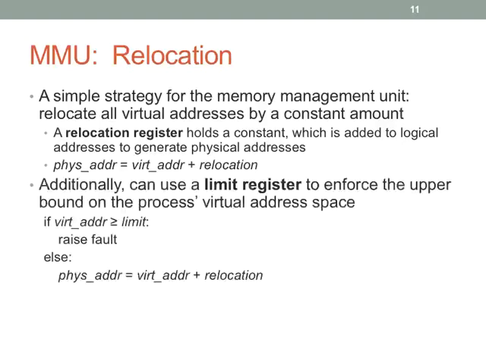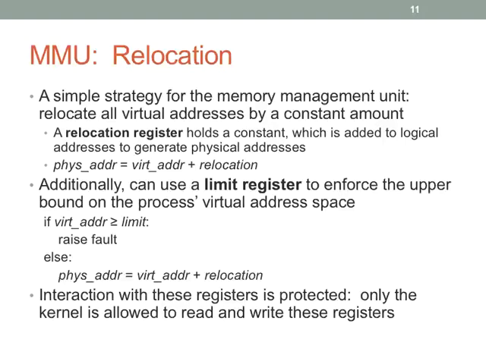Now you can also apply a limit. So now you have two pieces of configuration for each process. So this is like the most simple version of a page table. We have a relocation register and a limit register. The limit says this is how much memory this process gets. The relocation register says this is where in physical memory the process's address space starts. And of course those two things are protected, so only the kernel is allowed to change a process's relocation and limit registers.